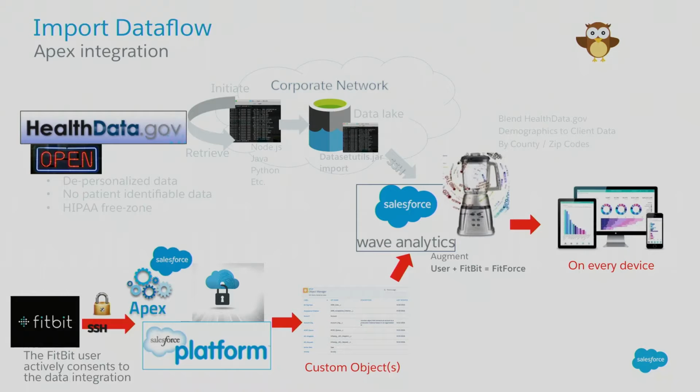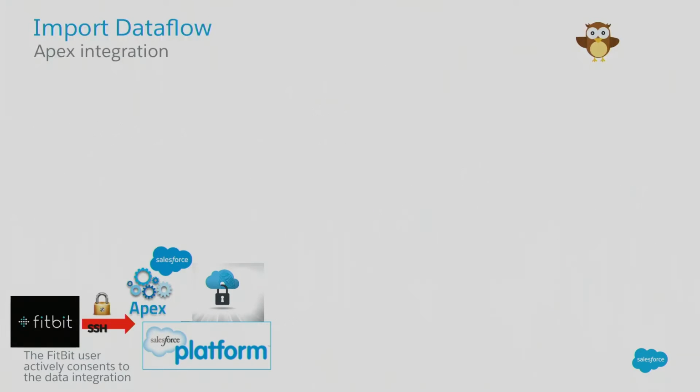And so in this data flow, the key is that I'm going to initiate as myself. I'm going to go to Fitbit and authenticate and give consent to the Salesforce application to bring my data in. And then you'll see we populate a custom object, and we can blend that with other objects in order to do team challenges and that kind of stuff. So this one's kind of fun. And we're going to use Apex web services that are available for free.